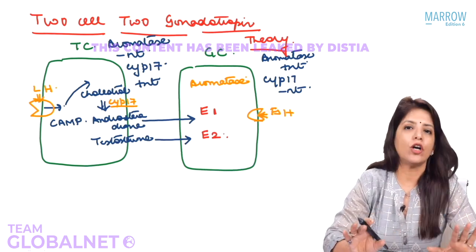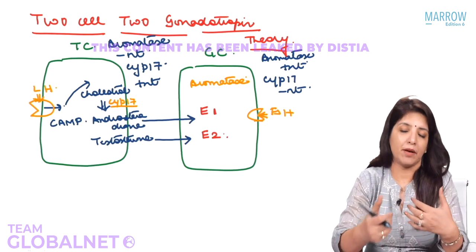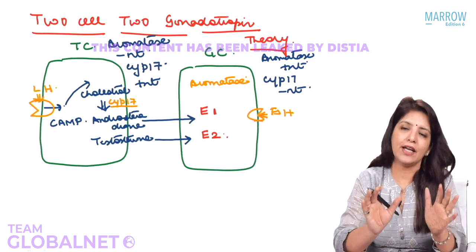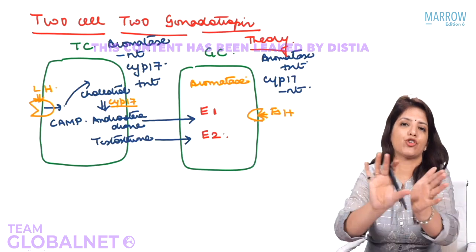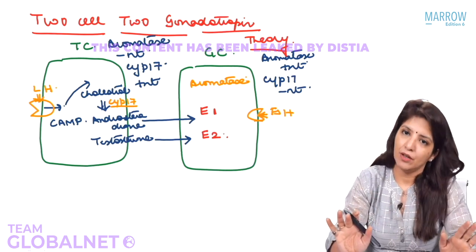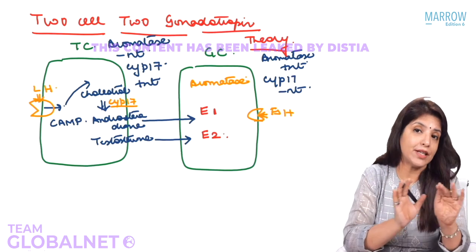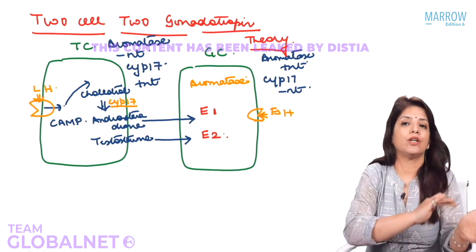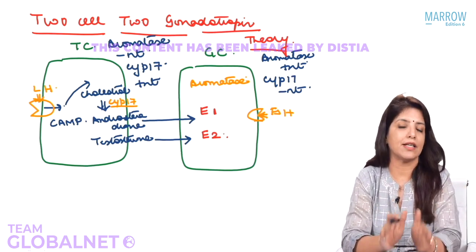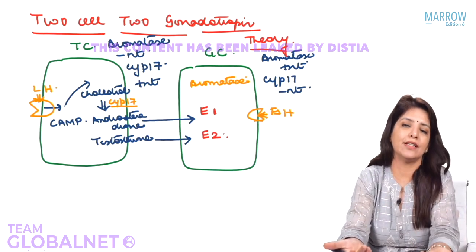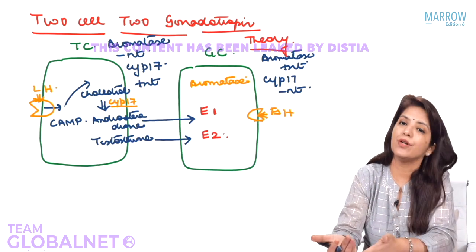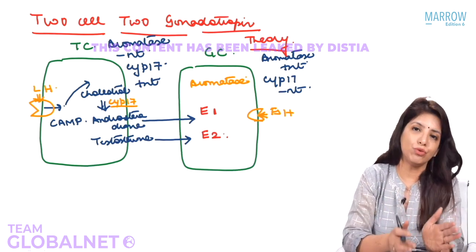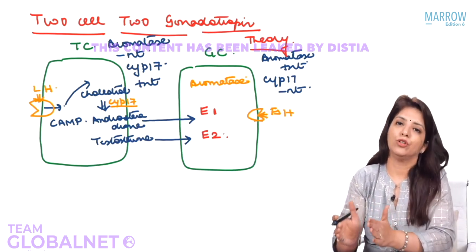Right? But it cannot do this alone if LH is not present. LH and FSH both are playing a very important role in the production of estrogen, though both have a very separate role. LH leads to the release of androgens from the theca cells, which go into the granulosa cells, and with the help of the enzyme aromatase, they get converted into estrogen. This is the two-cell, two-gonadotropin theory.